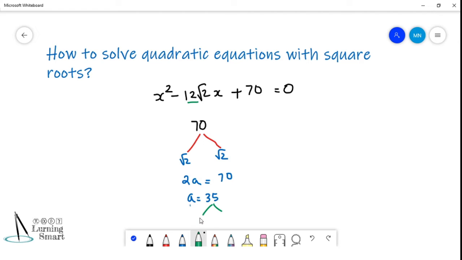Okay, you can write it as 7 and 5, right? 7 multiplied by 5 is 35 and 7 plus 5 is 12. But what you should get? You should get minus 12, right? So here it should be minus 7 and minus 5. When you multiply minus 7 and minus 5, you will get plus 35. When you add them, minus 7 plus minus 5, you get minus 12. Okay, so this 70 should be split like this.